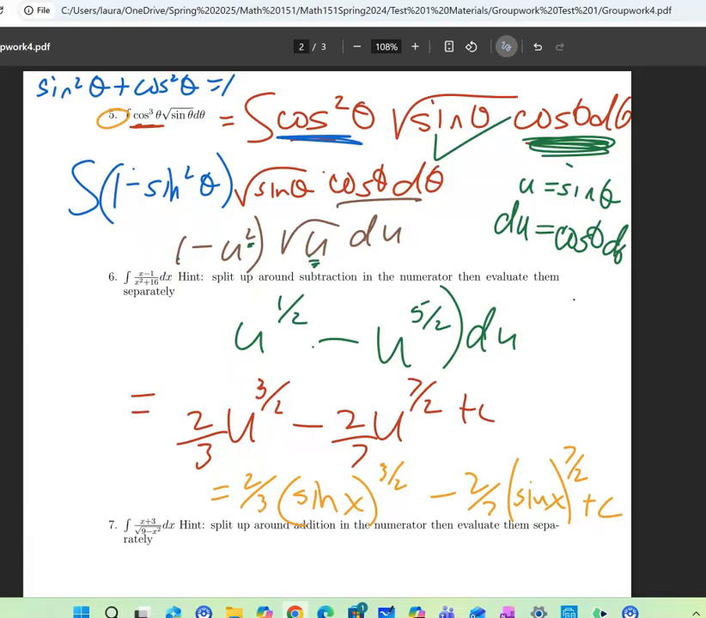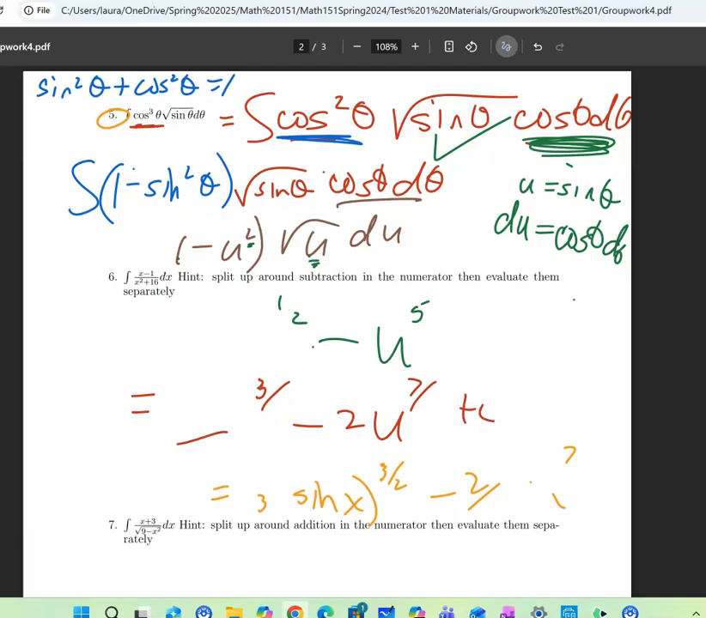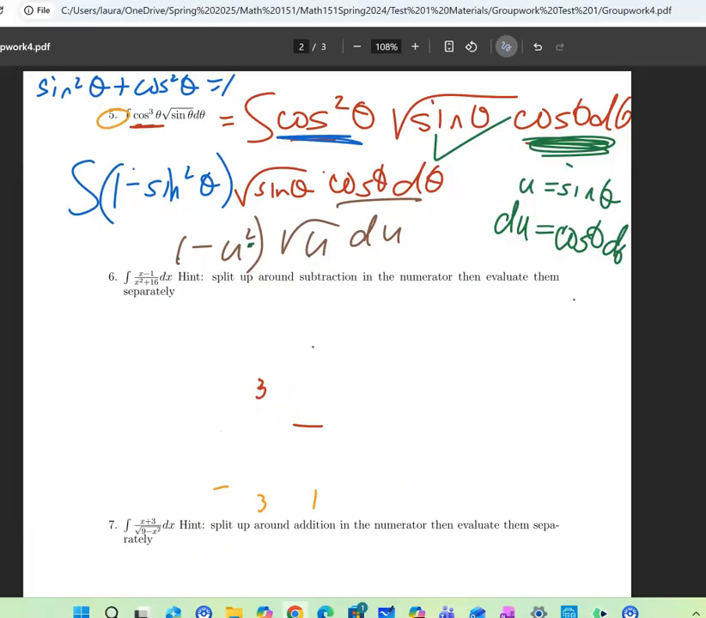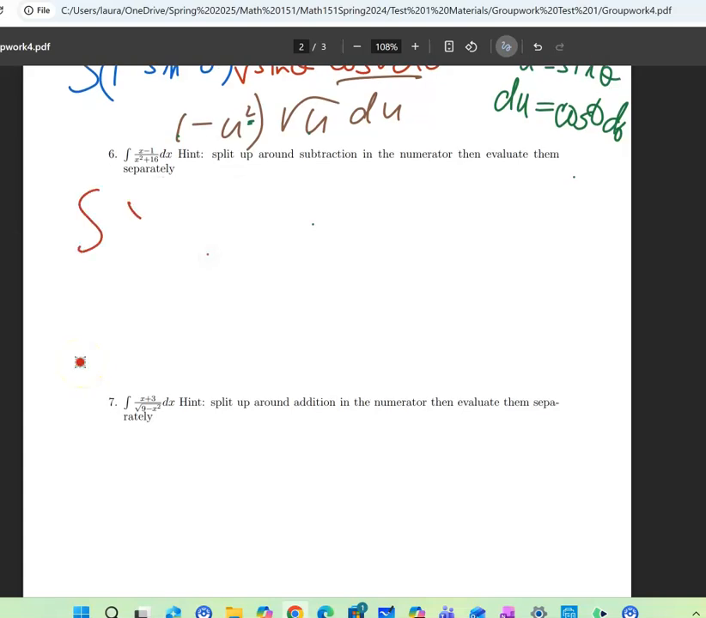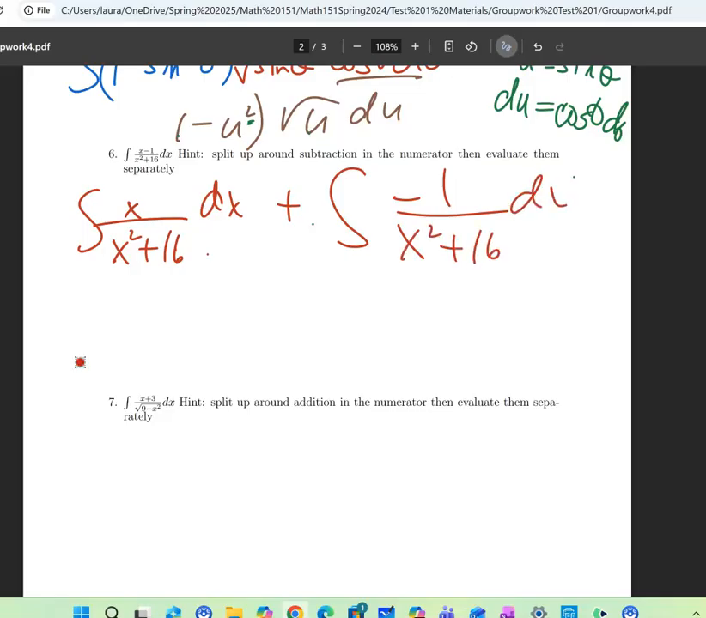So this one here, and the next two actually, I'm giving you hints. I want you to think about taking and separating it around the addition or subtraction in the numerator and then thinking of them as two separate integrals. All right, let's think about this. Okay, so let's write this as x over x squared plus 16 dx plus -1 over x squared plus 16.